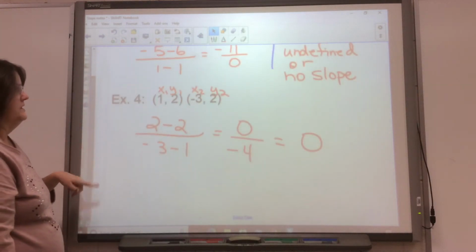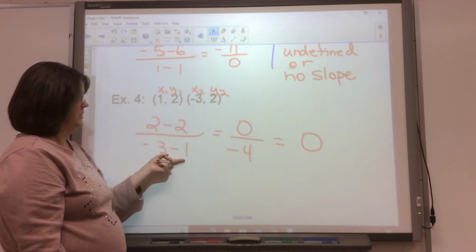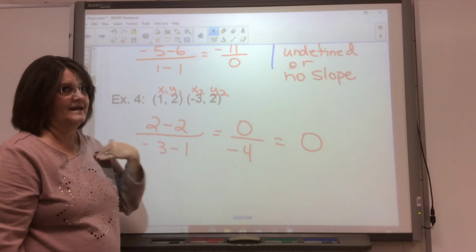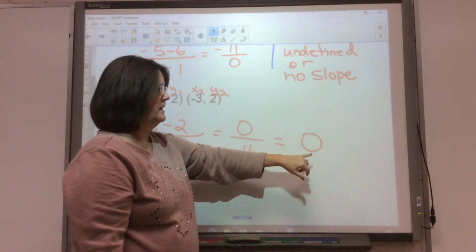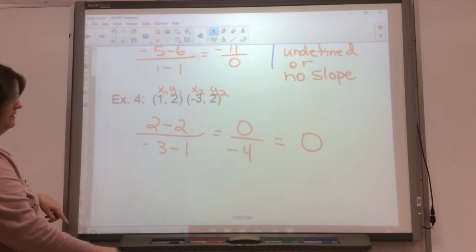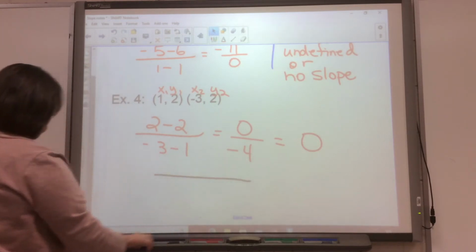All right, when I do this one, 2 minus 2 over negative 3 minus 1, my numerator this time is 0, and when that happens, I can do that, and that gives me 0 as a slope. That's a horizontal line. It's going to be a line that's like this.